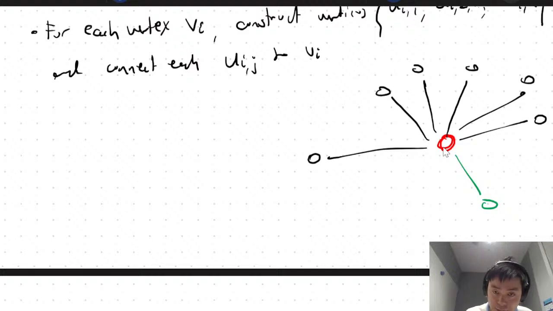Okay. And then I claim that if the original graph has an independent set of size at least k, then the new graph that I've created, just by doing the blow up, has an independent set of size at least k, and the other property that every vertex has degree at least k. So let's prove this equivalence.